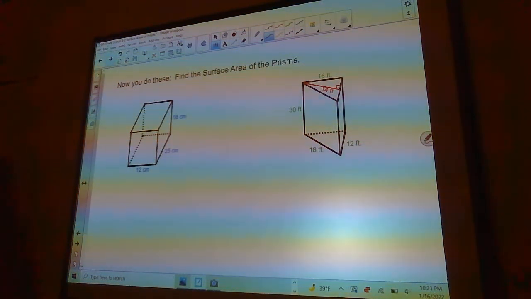Okay, you get to do these 2. Find the surface area of the 2 prisms. So pause the video here, do these, and then come back on here and take a look and see if you got it right.